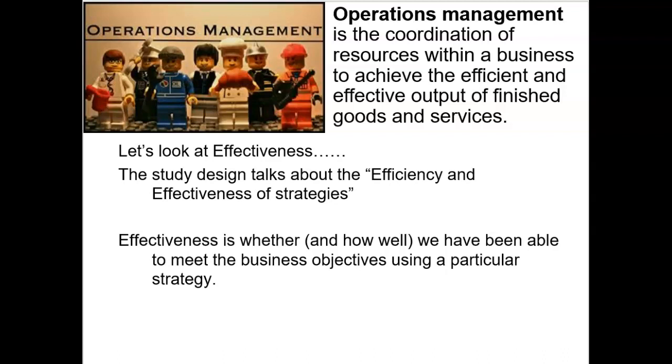So effectiveness relates to the business objectives. Effectiveness is whether and how well we have been able to meet the business objectives using a particular strategy that we implement within the organisation. We are given specific strategies that we need to explore and discuss as we get further along in operations management. We need to look at whether they're efficient and whether they're effective for what we're trying to achieve within the business. So just be aware that effectiveness relates to how well we meet our business objectives with a particular strategy.